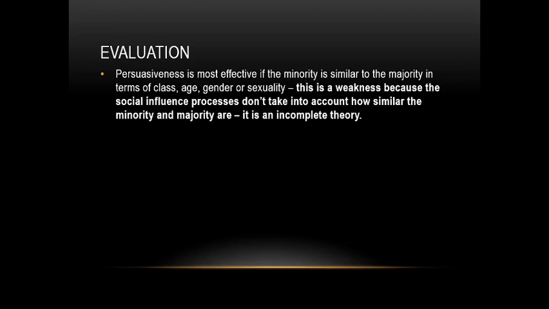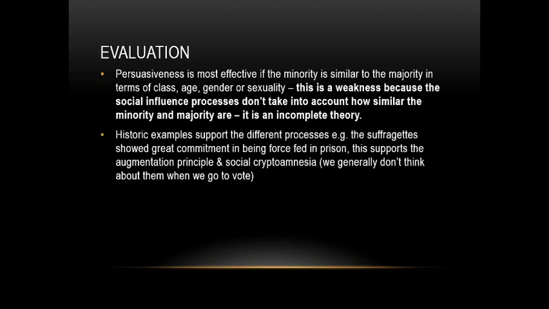Let's look at some evaluation briefly. One weakness of this theory is that the social influence processes are kind of like a list of blanket processes that happen in lots of cases, aren't they? But they don't take various things into account, such as how similar the minority and majority are. So if you've got a minority and majority that are really different from each other, then they're much less likely to be able to win the majority over. And so because of that, it's an incomplete theory. It's not taking other cognitive factors into account.